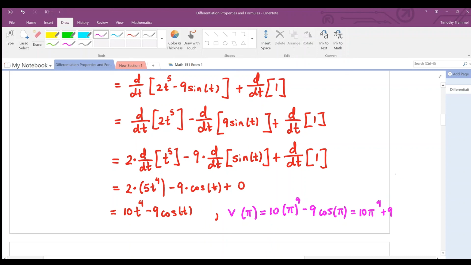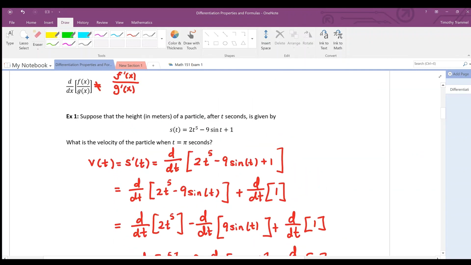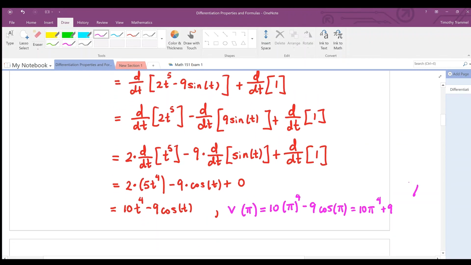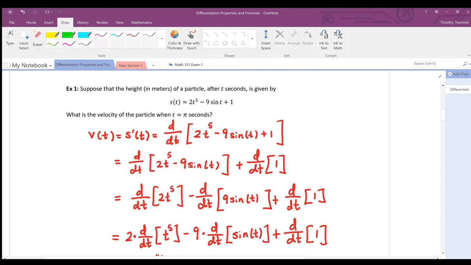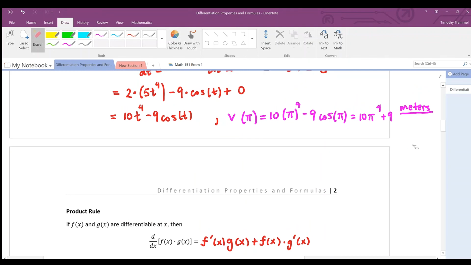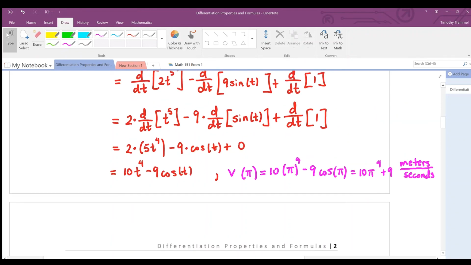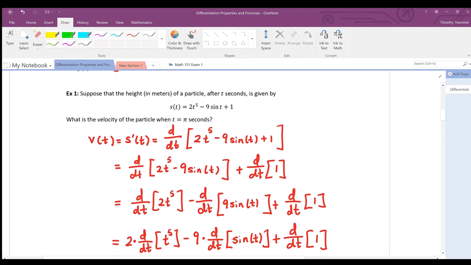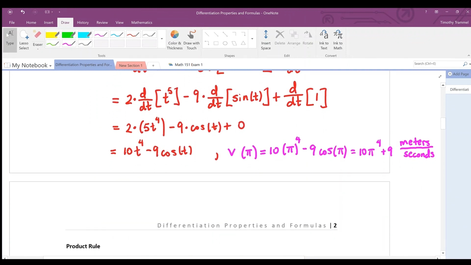If we wanted to include units, the units of our output are being measured in meters, and the input is being measured in, if we look back up here, seconds. So when t equals pi seconds, the velocity of this particle is 10 pi to the fourth plus 9 meters per second. Maybe I'll get rid of that S right there. There we go. Now it's meters per second.